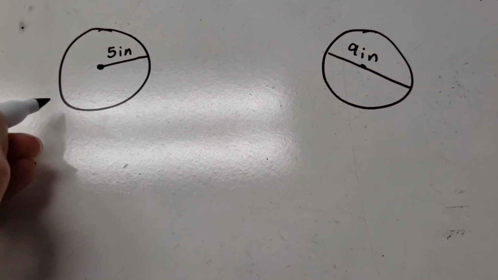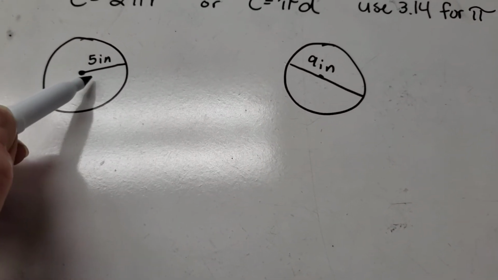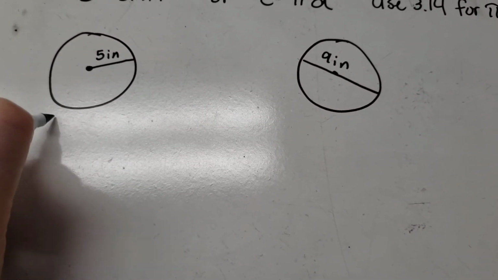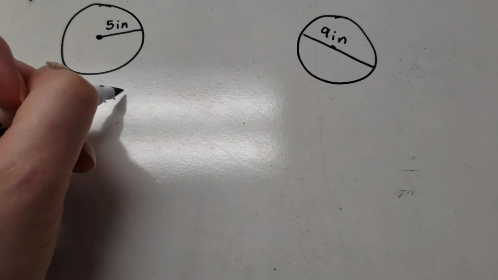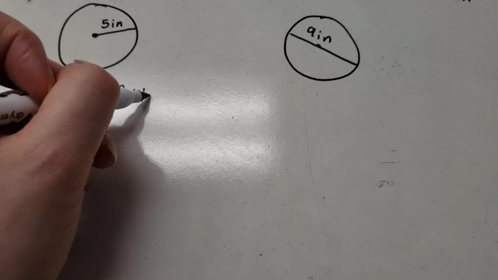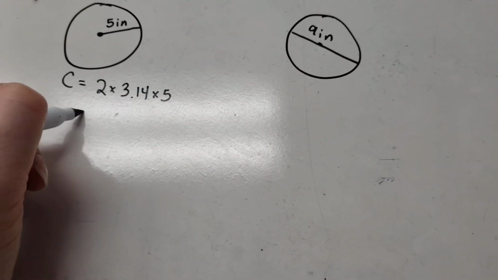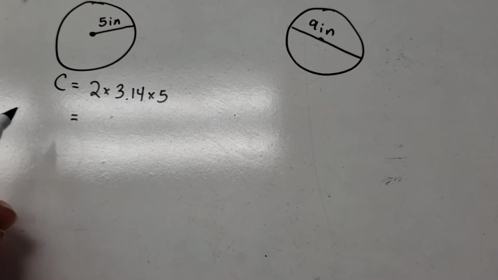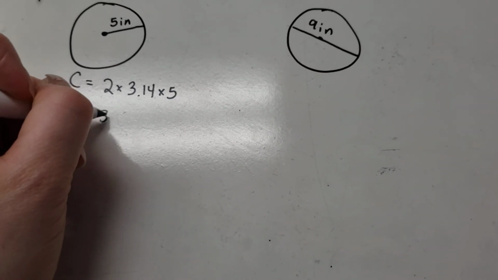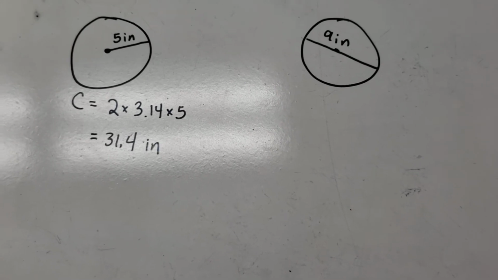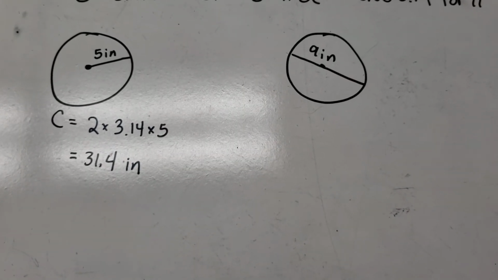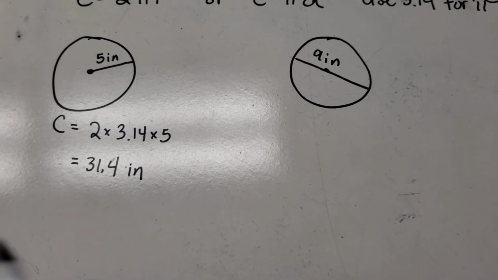So here's one example. You've got a radius here of 5 inches. So to solve, we're going to say circumference is equal to 2 times 3.14 times 5. You do that multiplication, and you'll find out that it's 31.4 inches. Our units stay the same. It's like perimeter, it's just distance around, so we don't have to do anything with squaring.